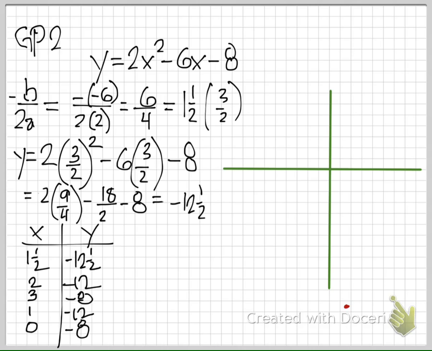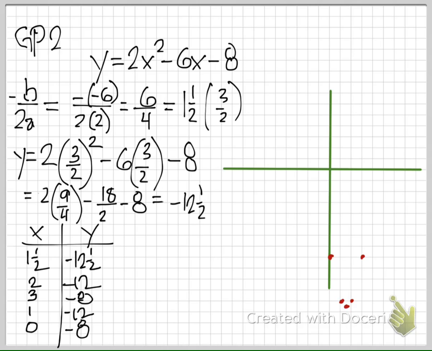The next point is 2 and negative 12. I also have a 3 and a negative 8. So 3, 1, 2, 3, 4, 5, 6, 7, and 8. Right here. We have our symmetry on our other side. We have 1, negative 12. We have 0, negative 8.